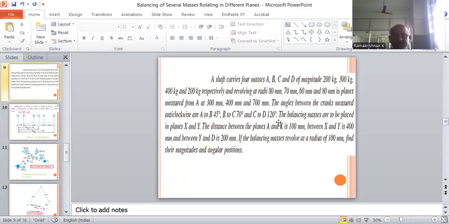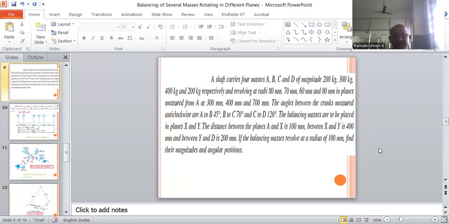The balancing masses are to be placed in planes X and Y. The distance between the planes A and X is 100 mm, between X and Y is 400 mm, between Y and D is 200 mm. If the balancing masses revolve at a radius of 100 mm, find their magnitude and angular position.